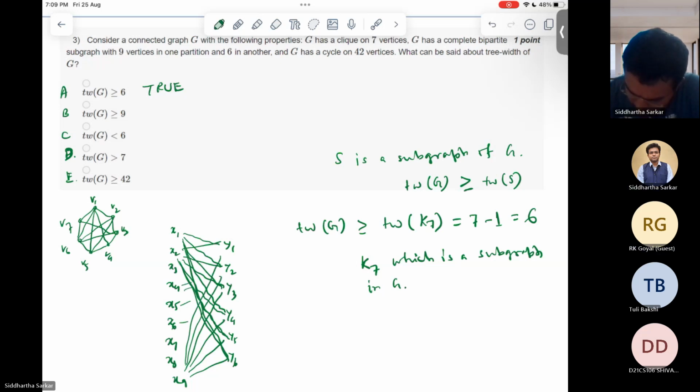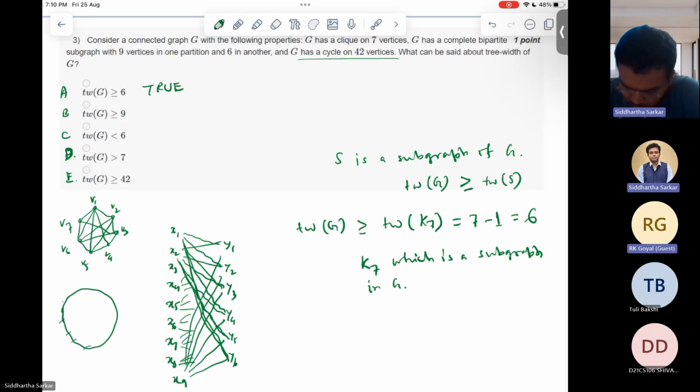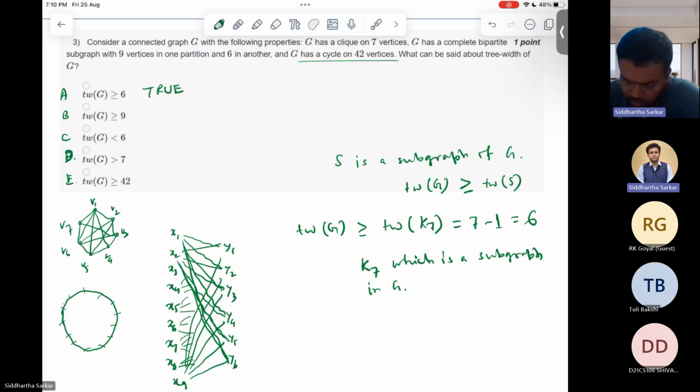I'm not drawing everything, but you can understand what I'm referring to. Another thing is this graph has a cycle on 42 vertices. So there is one more cycle. Let's say this is the cycle. There are 42 vertices on the cycle. So this describes 3 subgraphs in this graph. Maybe the graph has other vertices and other edges also, connected in some way. So that is the description of the graph.